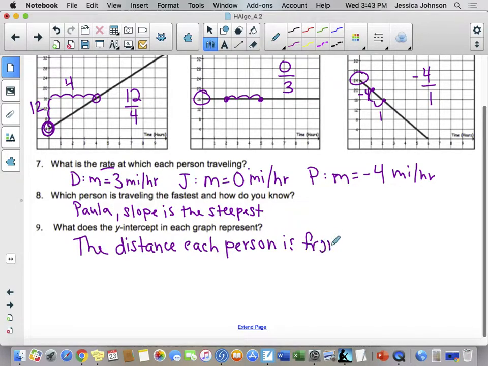And if you think about it, the last question, why Paula's traveling the fastest: 4 miles per hour is faster than 3 miles per hour, which is faster than 0 miles per hour. Paula was just traveling towards home, and Donna was traveling away from home, and Jeff is just staying in one spot.